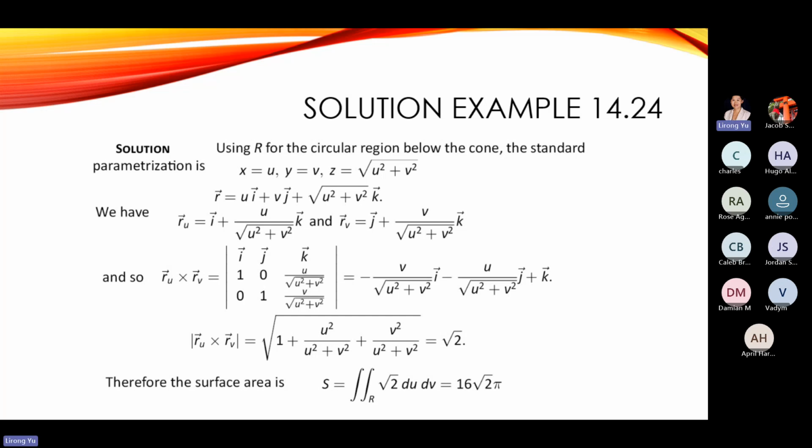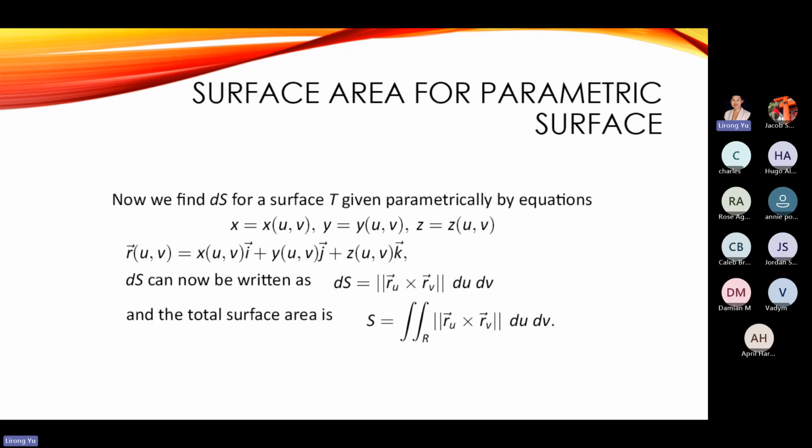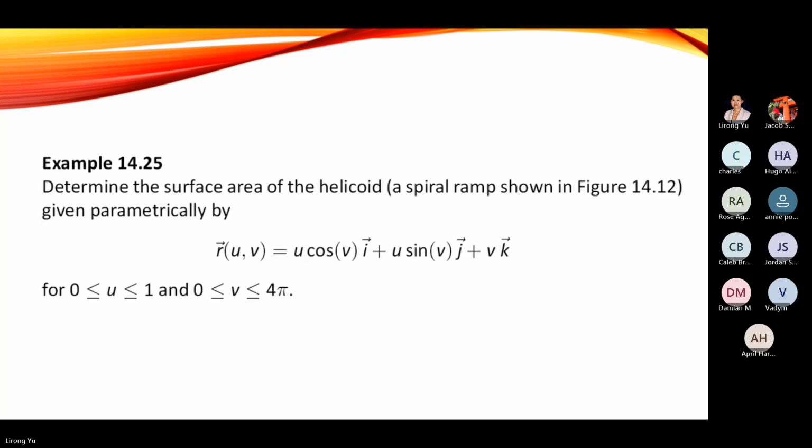This was an example illustrating how we apply this formula. And let's look at one more example. This is the one that we did not try, and it represents a really interesting surface. The surface is what people call a helicoid, a spiral bend.